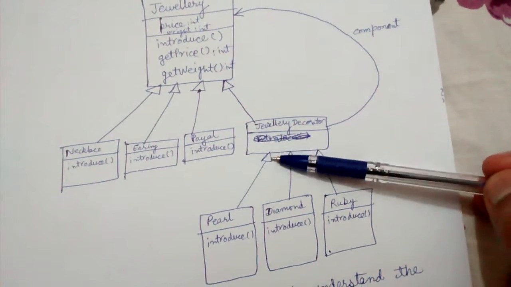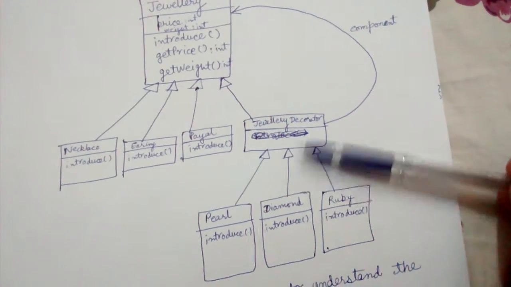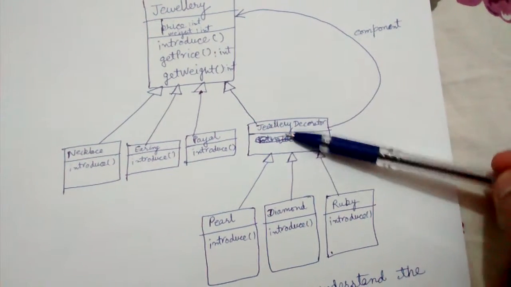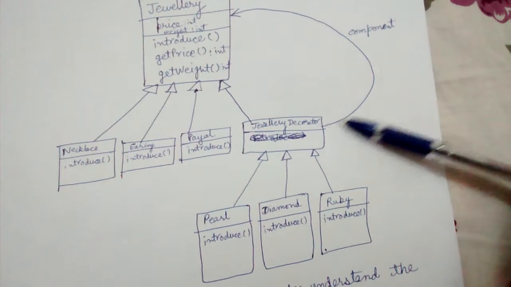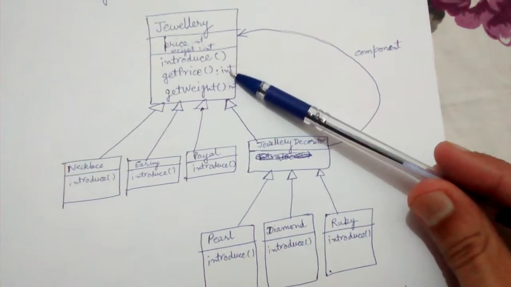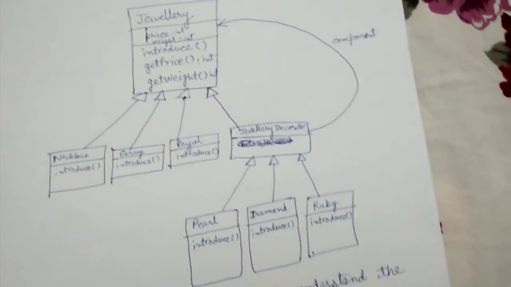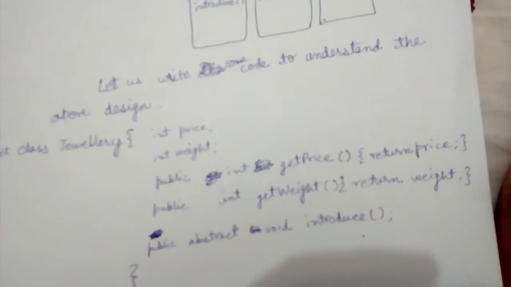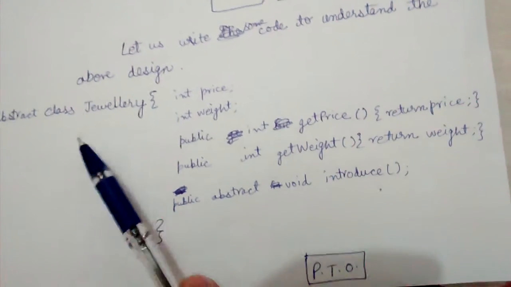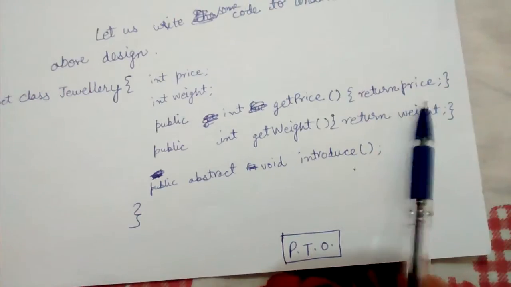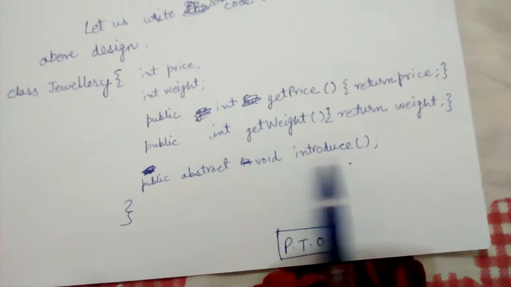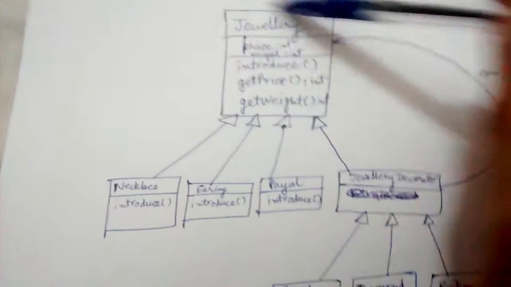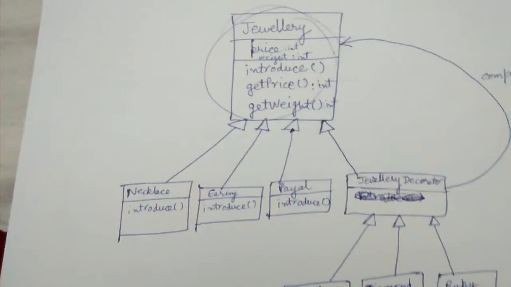And pearl, diamond and ruby are obviously inheriting from this jewelry decorator, and this jewelry decorator has jewelry as a component, so it's associated with jewelry. Let's look at the code to understand all this. So this is a simple jewelry class: price, weight, get price, get weight, and this abstract introduce method. Hence this class is also abstract. So we are done with this class, which I have written. Now let's look at the other code.